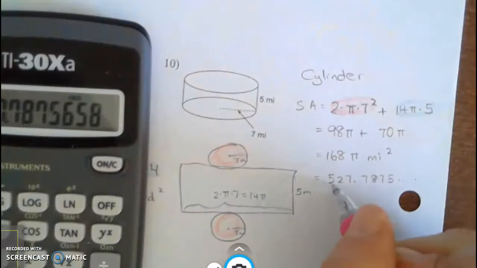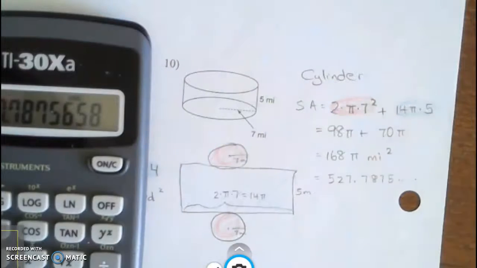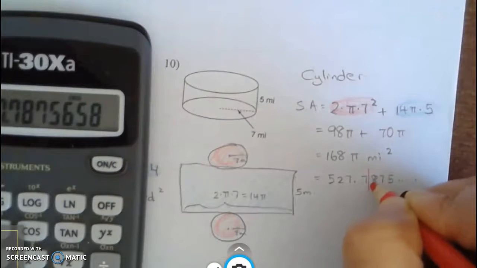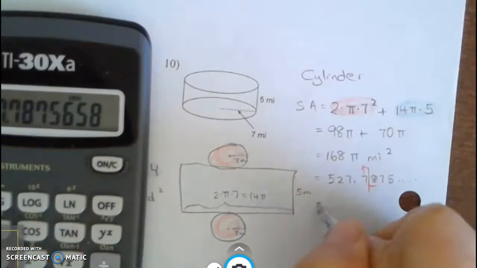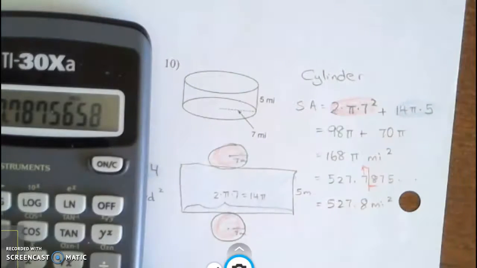And when I use the calculator, I get 527.7875. Again, I want to cut it off at 1 decimal place. That means I look at the next digit, which is 8, and look to see, do I round up or keep it as it is? 8 is bigger than 5, so I need to round up. So that becomes 527.8 miles squared. That's my final answer.